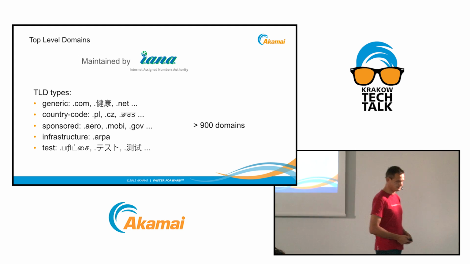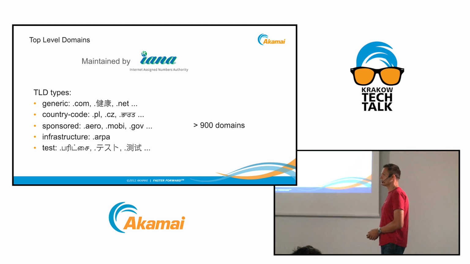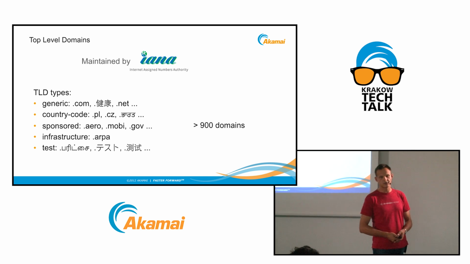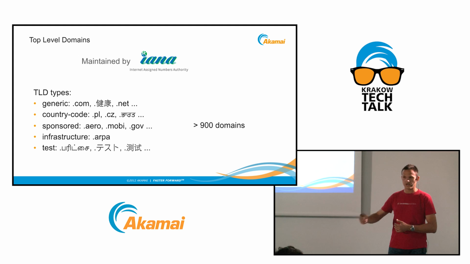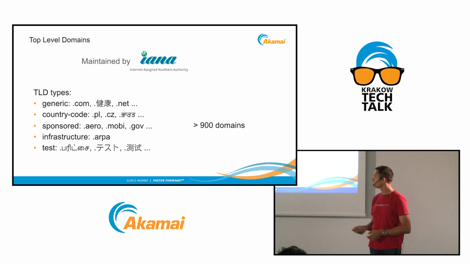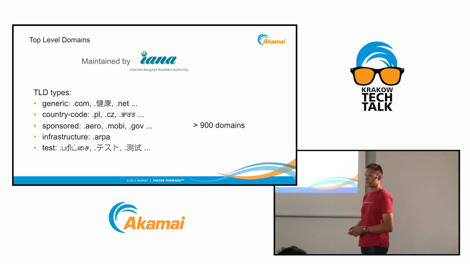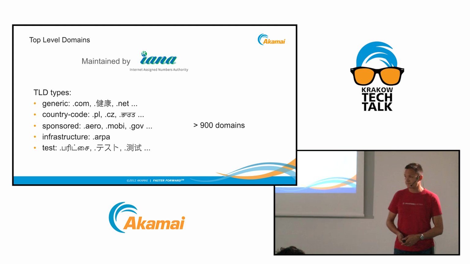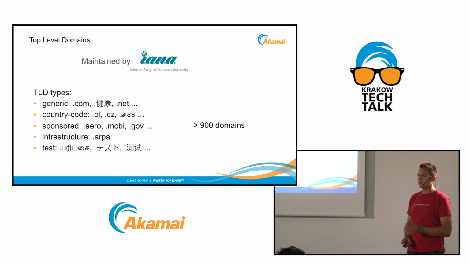Top-level domains are maintained by IANA. We have a few types of those, like generic domain names. You probably know them: .com, .net, .org, and so on. Country code domain names: each country has its own top-level domain here. We have sponsored domain names. .gov is a sponsored domain name. Here it means that you can buy such a domain name if you meet some requirements. And finally, we have one infrastructure domain name, .arpa, which is used for technical purposes.